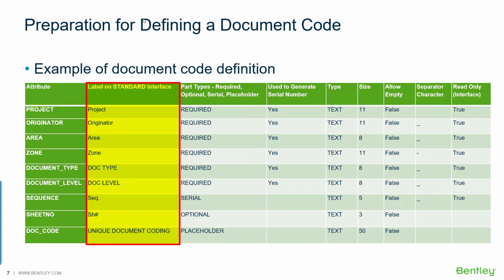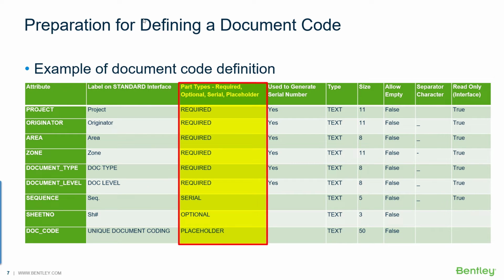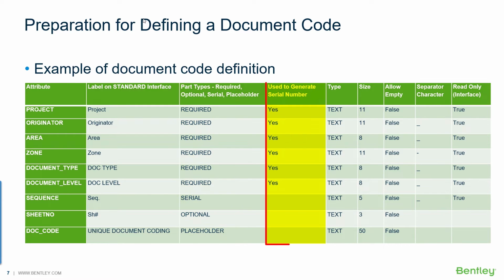On the environment's standard interface, each code will have a friendly label for users to be able to understand which data is being requested. In the table, we also identify which of the parts are required, which ones are serial, which ones are optional, and the placeholder attribute for storing the document code. Next, we identify which parts will be used to generate the next available serial number.